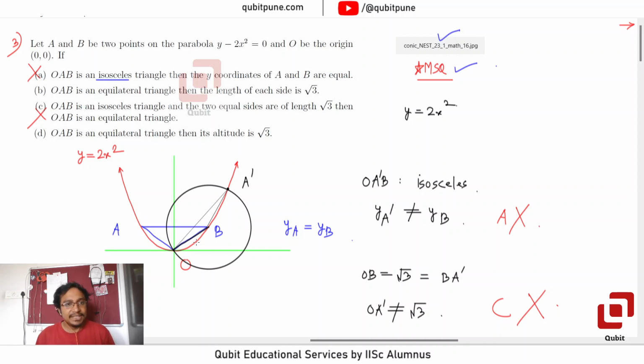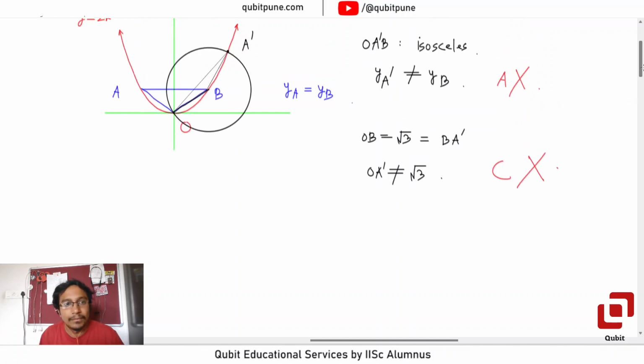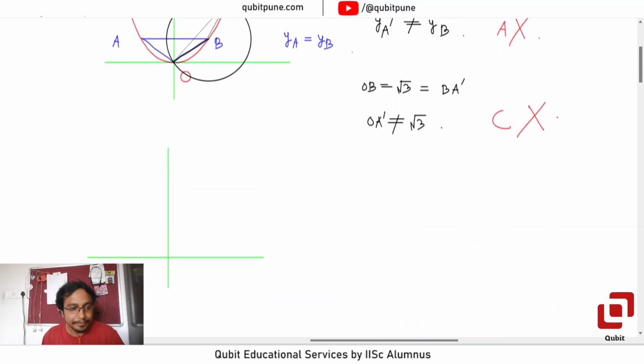So if it is an equilateral triangle, then in option B they are saying length √3 है, option D में कह रहे हैं altitude √3 है. So also these two options are complementary. Okay, if one is right, the other one will become wrong. Okay, so how to now check for that? It's easy. Let me draw another figure here. ठीक है? Let me draw another figure.